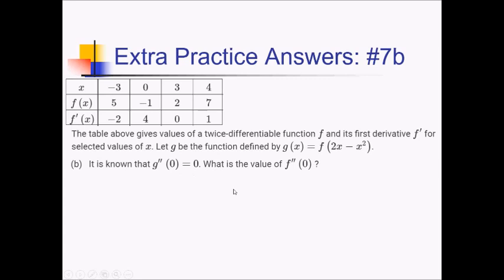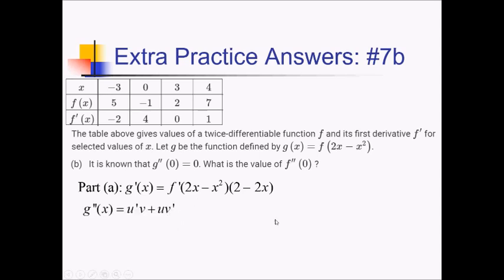Now, we already figured out g prime of x. Recall from part A that that was f prime of 2x minus x squared times 2 minus 2x. So that was g prime of x. To find g double prime of x in general, we're going to need the product rule, u prime v plus uv prime. And let me set up the box and ribbon to help me negotiate that. So I've got my first factor, f prime of 2x minus x squared. And then after that, there's that 2 minus 2x.